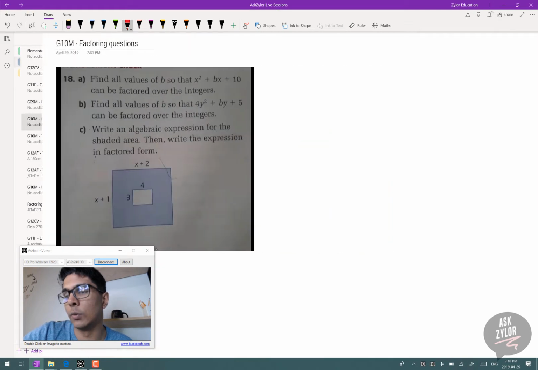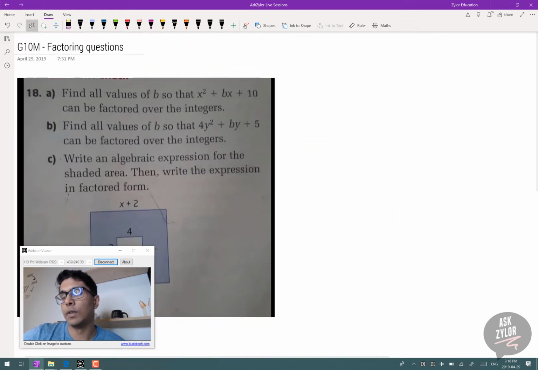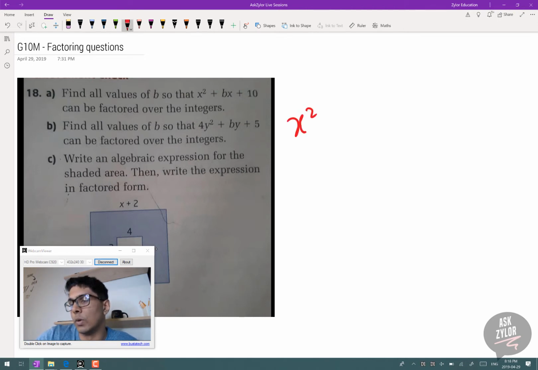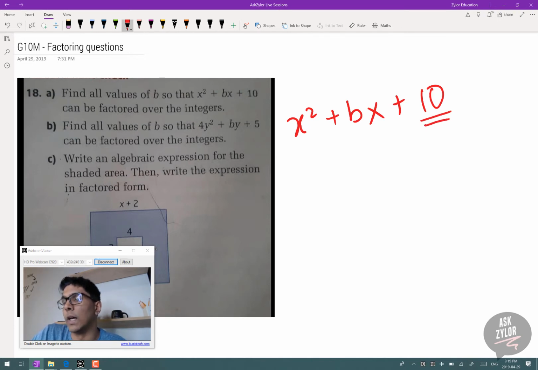So this is dealing with grade 10 factoring. So we're given, find all the values of b so that x squared plus bx plus 10 can be factored over the integers. Right? So I'm going to rewrite this, x squared plus bx plus 10 can be factored over the integers. So what we have to do is evaluate how we factor. So factoring is usually we evaluate the c, that means the constant, and see what are the factors for that constant, which add up to my b value. So my b is essentially the sum of factors for 10.